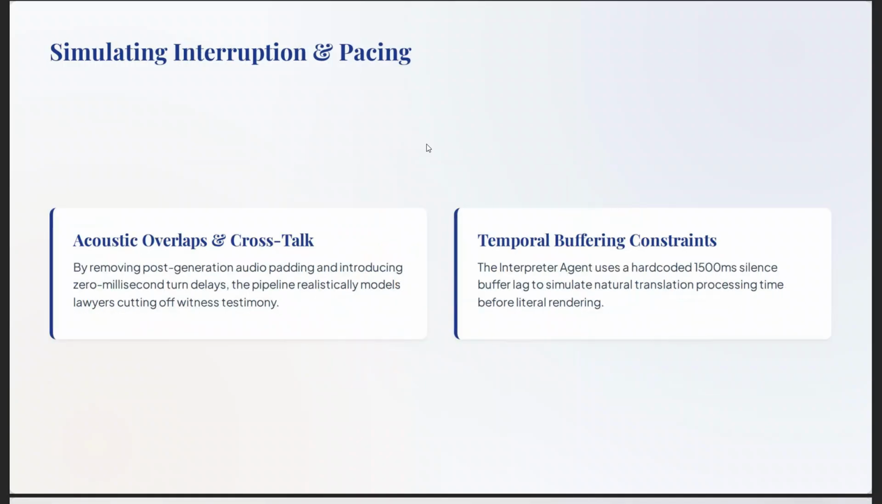Next is simulating interruption and pacing. So acoustic overlaps and crosstalk. By removing post-generation audio padding and introducing 0 millisecond turn delays, the pipeline realistically models lawyers cutting off witness testimony. And there are temporal buffering constraints. The interpreter agent uses a hard-coded 400 millisecond silence buffer lag to simulate natural translation processing time before literal rendering.